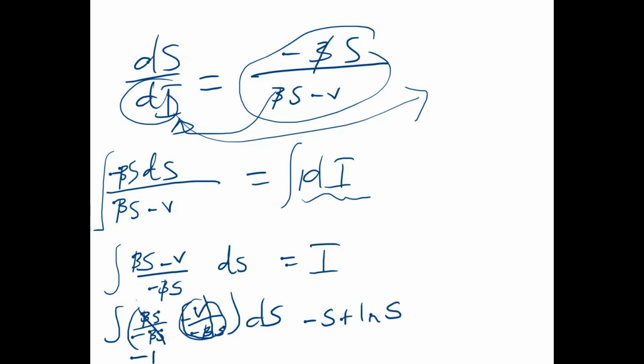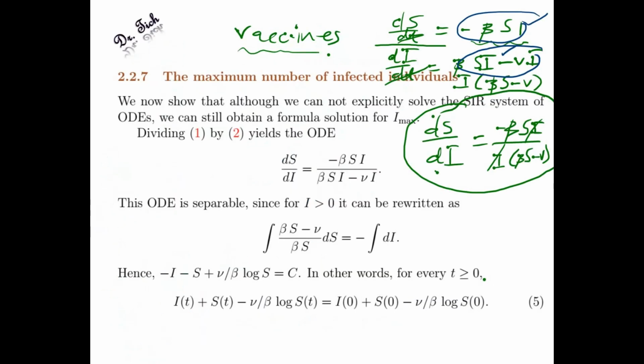Minus s plus ln s, but then there must be a v over b there, like that. Okay, so that is the sort of thing that you get: minus s plus v over b ln s is equal to c, because obviously this is the indefinite integral, so you must get an integration constant.